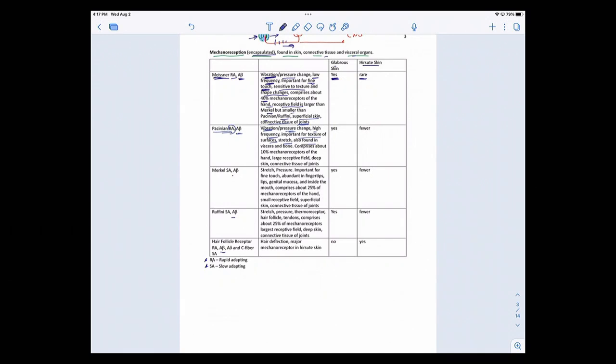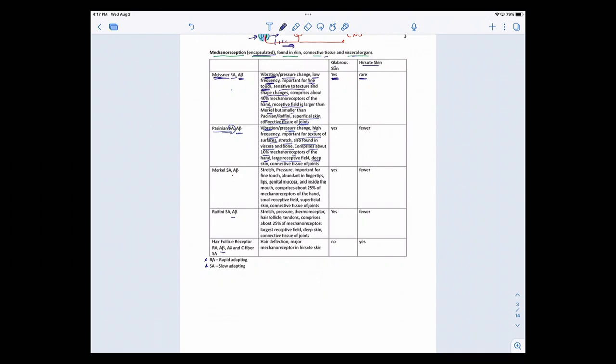You're also going to find Pacinian corpuscles in viscera, and in bone, or at least the connective tissue around the bone. They comprise about 10% of the mechanoreceptors that you find in your hand. So as far as the hand is concerned, there are many more Meissners than Pacinians. They have a larger receptive field compared to the Meissners.